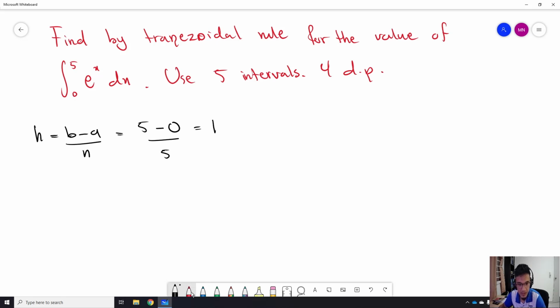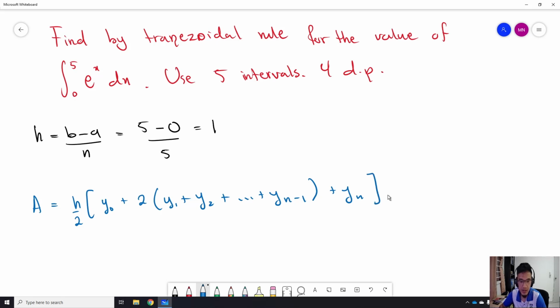Okay. Next, we look at the equation of the area under the graph for the trapezoidal rule. So the area is equal to h over 2 of y naught plus 2 y1 plus y2 plus dot dot dot plus yn minus 1 plus yn. Okay, so this is the formula that we need to use. So next what we need to do is to find the values of y0, y1, y2 and yn.